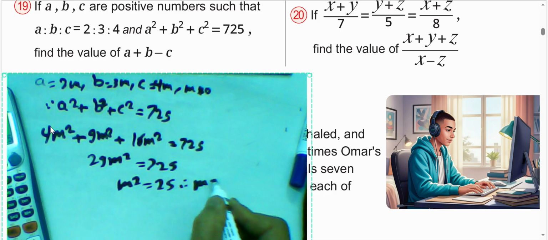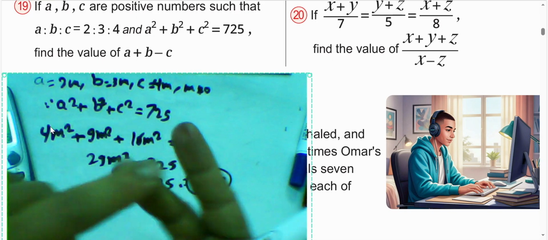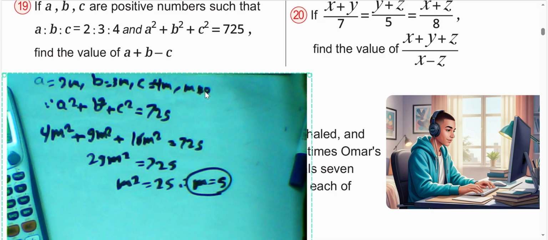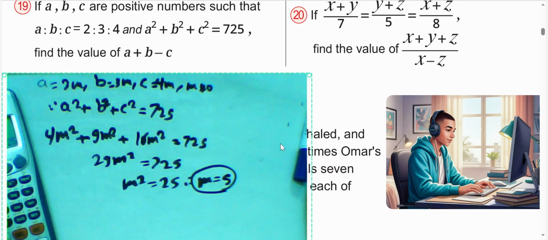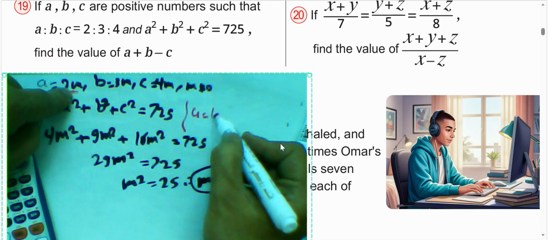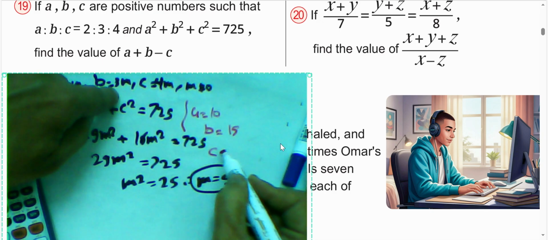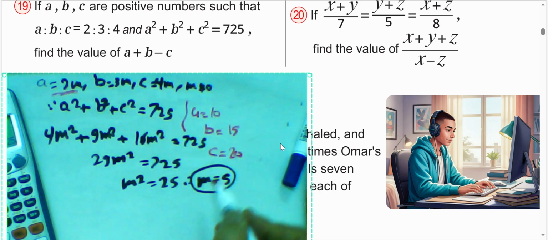So the value of m here in this example, it's positive. Then m will be 5 only, not negative. We have two solutions, positive and negative, but he gives me this information in the example that they are positive numbers. The value of m is 5. So I will write here the values of a and b and c. Then the value of a equals 2 times 5 equals 10. And the value of b, 3 times 5, is 15. And the value of c equals 4 times 5, which is 20.